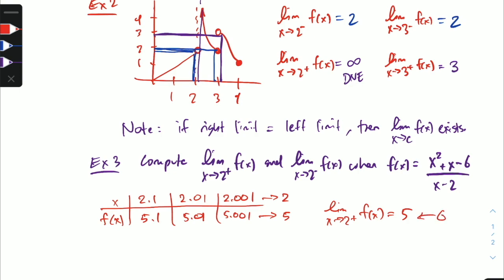So it appears that this right limit is 5. This is just a guess, an estimate, but the graph would confirm that this is true, and we could do this using the limit laws from earlier.